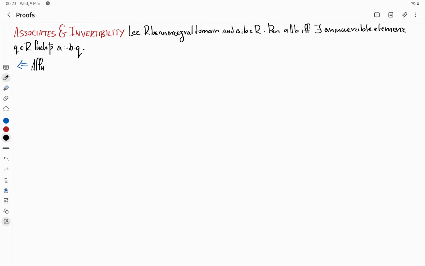Assume that A is equal to BQ. Thus, B divides A. Since B is equal to A times Q inverse, because Q is invertible, we have A divides B, and thus A is associated with B. That was easy. Now the left to right implication.